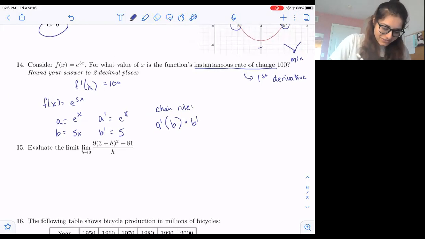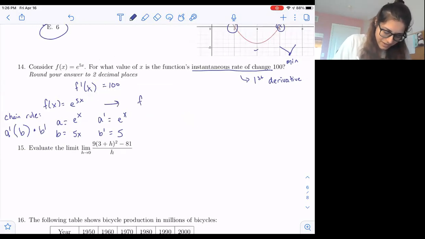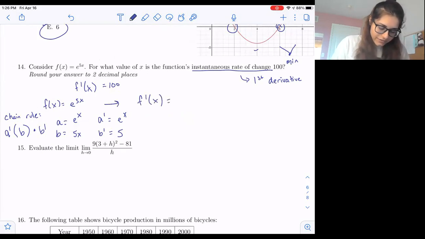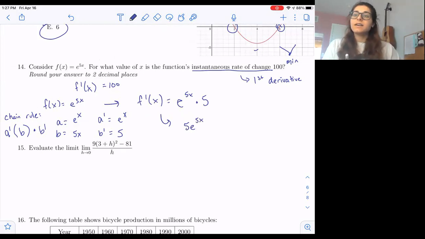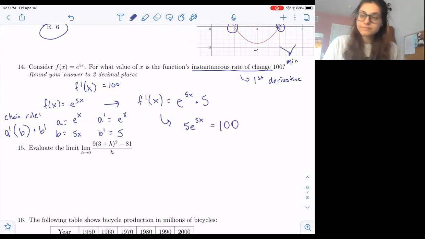So chain rule will give us f prime x. We have a prime, which is e to the power of x. Instead of x, we're going to put in b, so we'll have 5x, and that's times b prime, so that's 5. So f prime x equals 5e to the power of 5x. And we want to find when that equals 100. So we're going to set that equal to 100. Now I'm going to solve for x. I'm going to divide both sides by 5 to get e to the power of 5x equals 20.